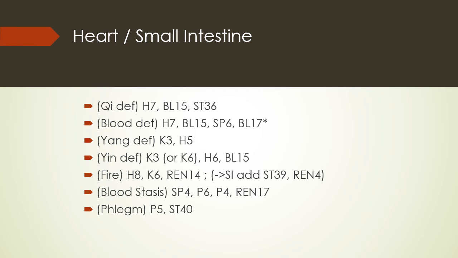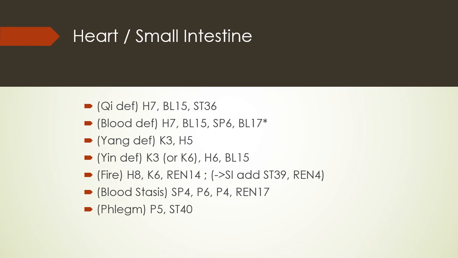And kidney 6, which is used to clear deficiency heat and nourish yin, along with the alarm or mu point, Ren 14. And if you have heart fire downpouring into the small intestine with red urine and things like that, then you can add stomach 39, which is the lower he-sea point for the small intestine, as well as Ren 4, which is the mu point.